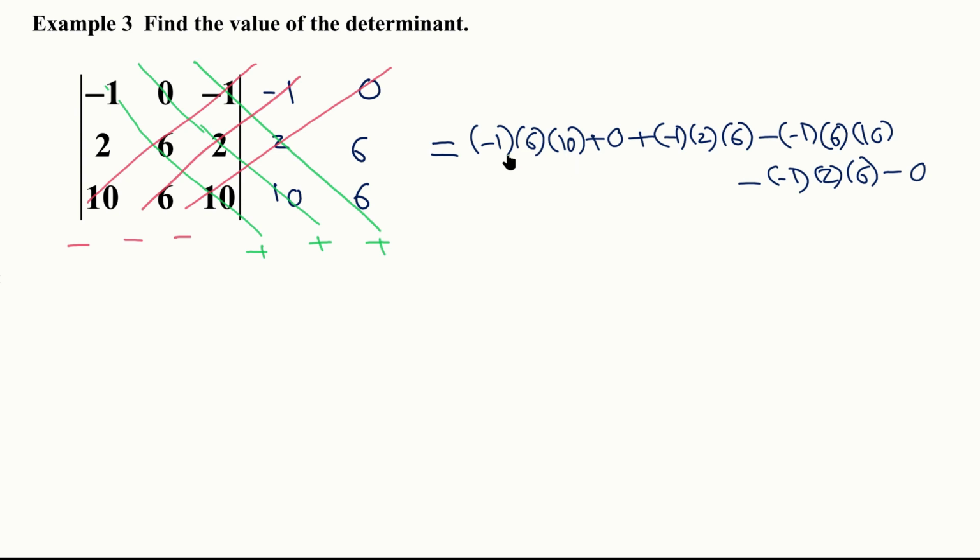notice something interesting. You have -1 times 6 times 10, and then minus the exact same thing. And then you have -1 times 2 times 6 minus the exact same thing. So you don't really need to be doing much computation here, do you? You don't need to multiply those out. You just know this answer is going to be what? 0. All right, so there's another 3 by 3 that we handled. All right, so make sure you're comfortable with this business of determinants, and we'll proceed.